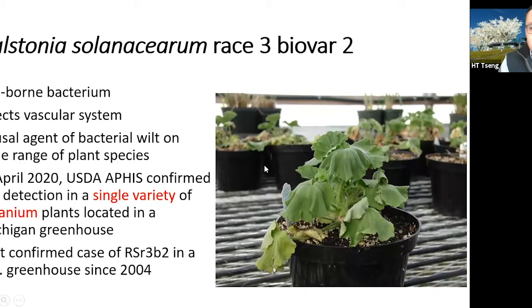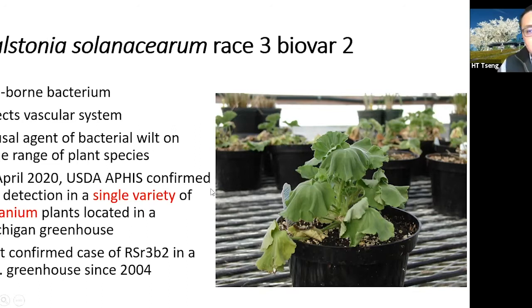So in 2020, Ralstonia solanacearum race 3 biovar 2 caused some problems in the US. Ralstonia is a soil-borne bacterium and it infects the vascular system. What it does is that this bacteria attacks the plant roots, moves up into the plant tissue, and blocks water and nutrient transportation. As you know, that's what the vascular system does, and this causes wilt symptoms. It's a systemic disease and actually causes the entire plant to be killed. It causes a lethal bacterial wilt.